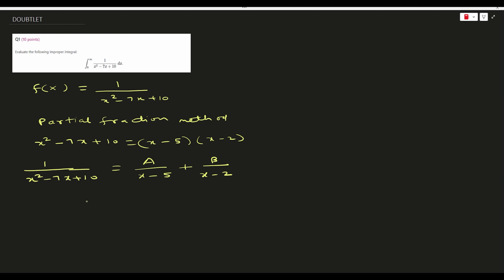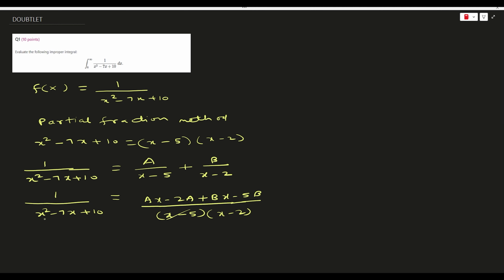So if we solve this, there will be the LCM (x minus 5)(x minus 2). If we divide x minus 5 into this LCM, it will become x minus 2, and multiplying by a, it will become ax minus 2a. Plus this will become bx minus 5b. And on the left hand side we will write the same, 1.